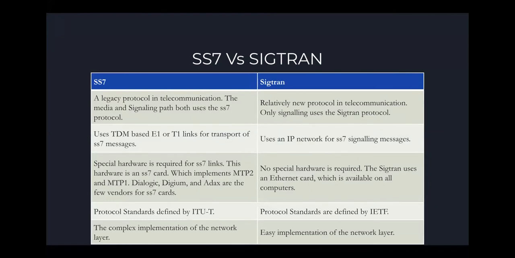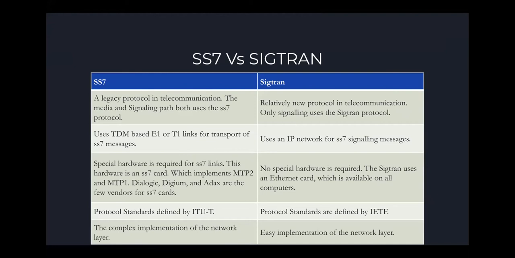Now the differences between SS7 and SIGTRAN. SS7 is a legacy protocol in telecommunication. The media and the signaling part both use the SS7 protocol, and on the other side, SIGTRAN is a new protocol in telecommunication. Only signaling uses the SIGTRAN protocol. SS7 uses TDM-based E1 and T1 links for transport of SS7 messages, while SIGTRAN uses an IP network for SS7 signaling. Basically, one is mainly link-based, the other one is using IP over the network. This one is using the E1 and T1 links.